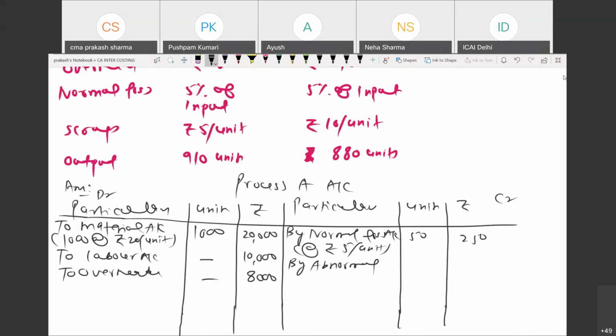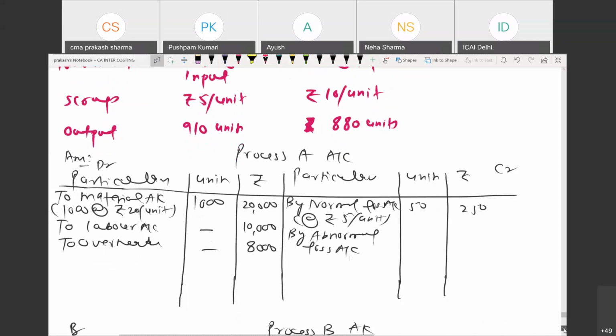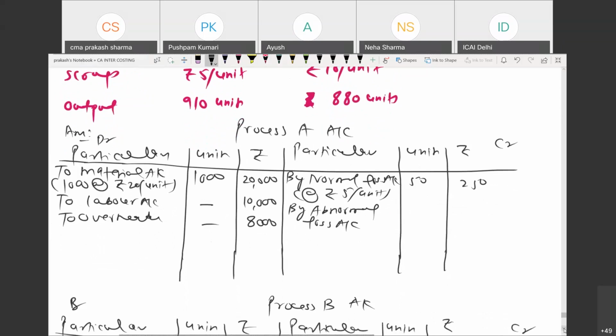Abnormal loss is also part of output. These are those outputs which have been lost or have become defective, which cannot be corrected at all. So we have to value the units of abnormal loss. Abnormal loss is for 40 units, but I need to calculate the amount of this abnormal loss.